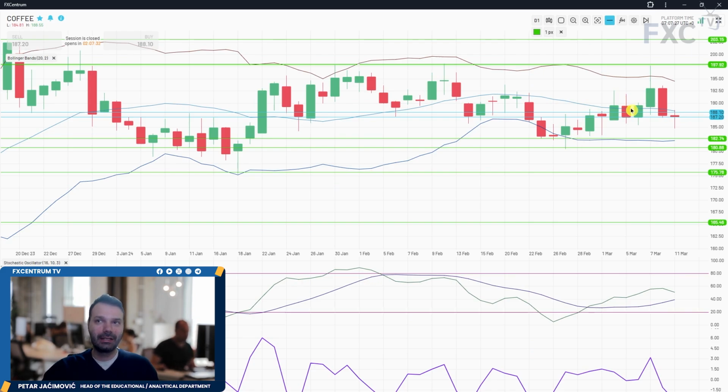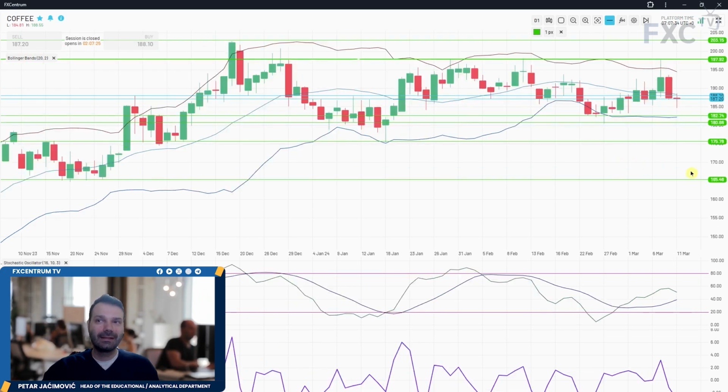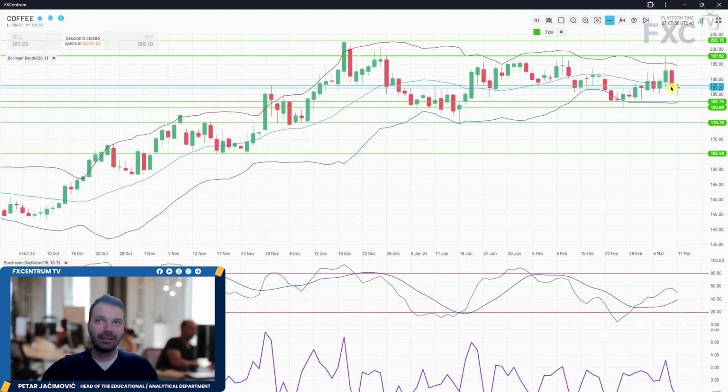So the downside breakout of the 181 mark can confirm a further drop towards 175.80 or even 165.50, which is also a good downside objective in case of the downside breakout. In case of the upside breakout, we have a resistance at 187, I will say 188 mark. And if the coffee can break that, then the next upside objective will be at the 203 mark, and then 205 and 207.